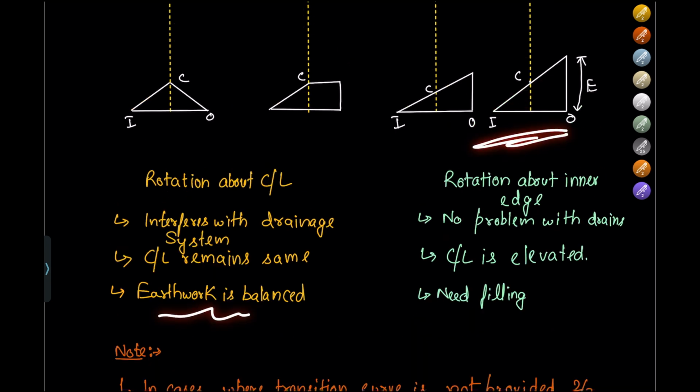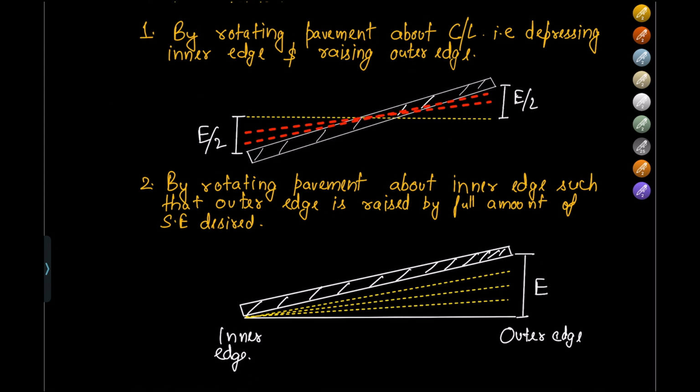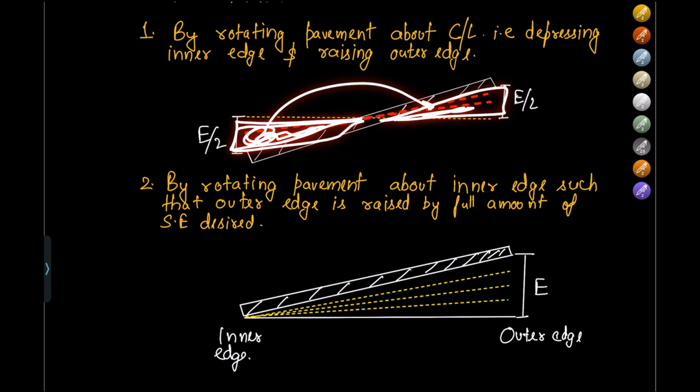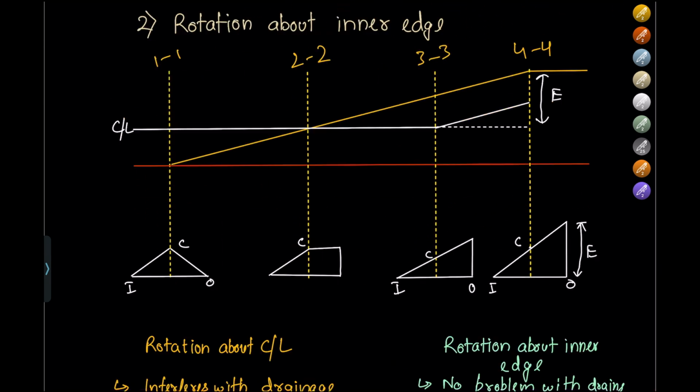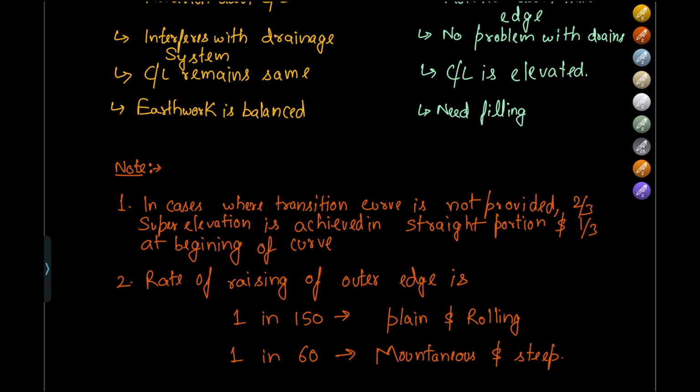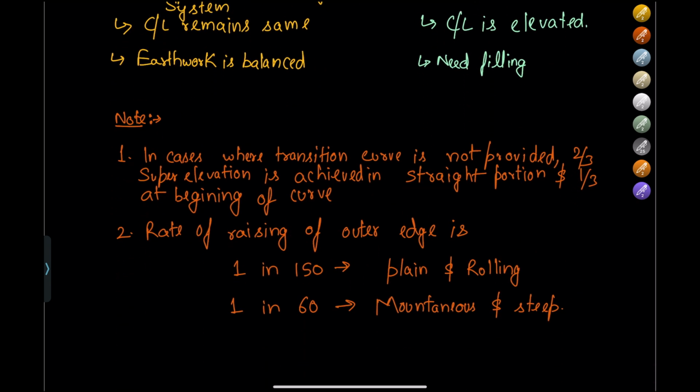Earthwork is balanced. The earthwork that we need to carry out for this filling would be equal to this depression, and earthwork that we get from here will be transferred to filling for the opposite direction. So that is the benefit of rotation about the center line. Some points to be noted are, in case the transition curve is not provided, 2 by 3 of the superelevation is provided in the straight portion, and 1 by 3 at the beginning of the curve. Next, rate of raising of the outer edge is 1 in 150 and 1 in 60.